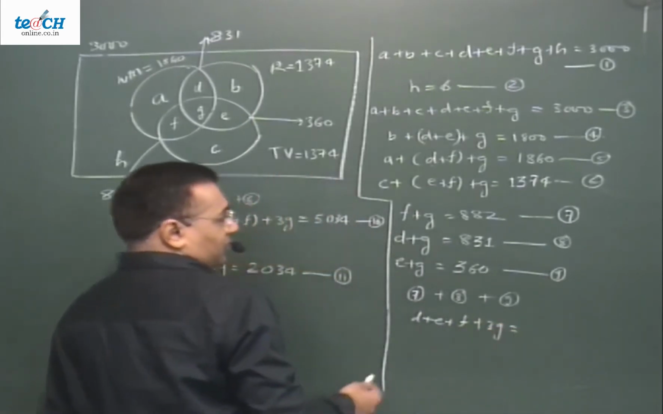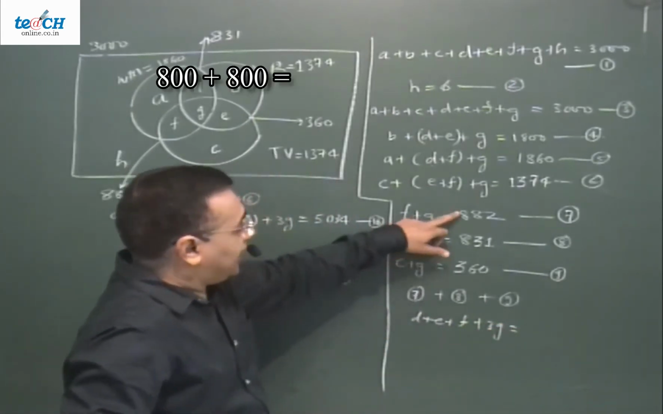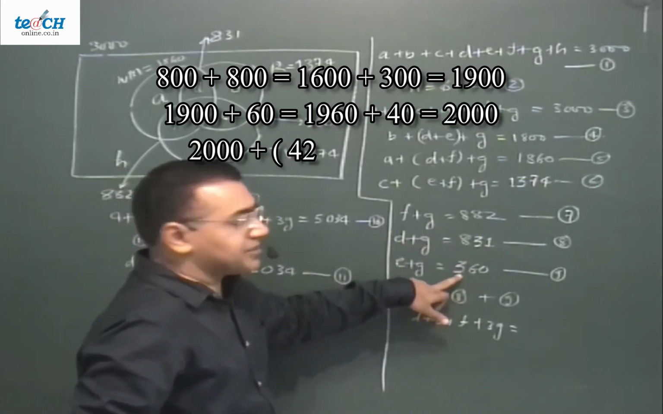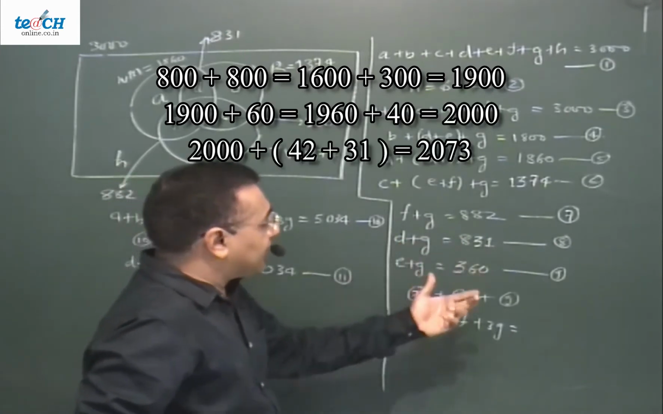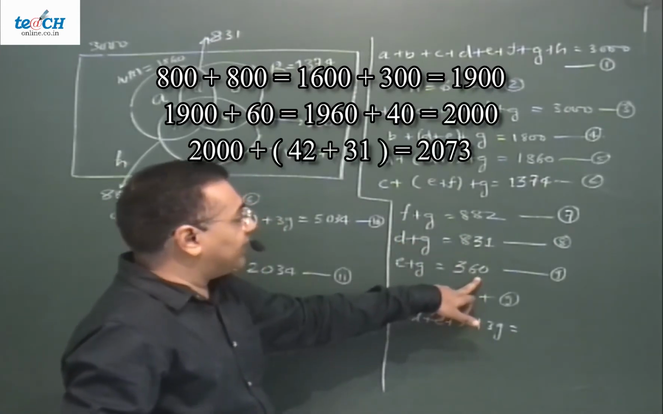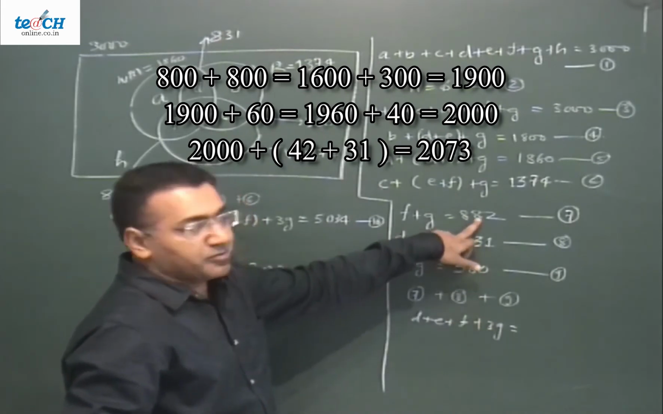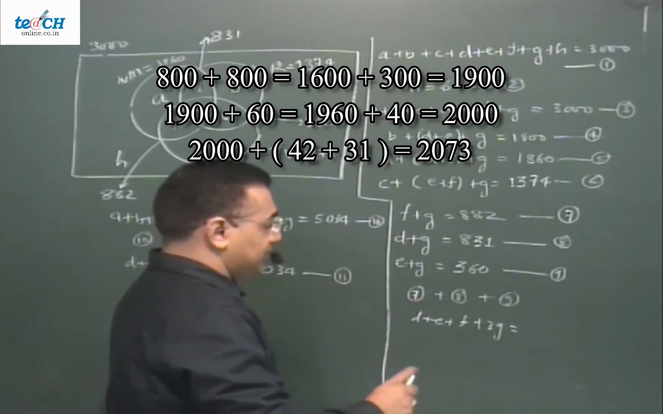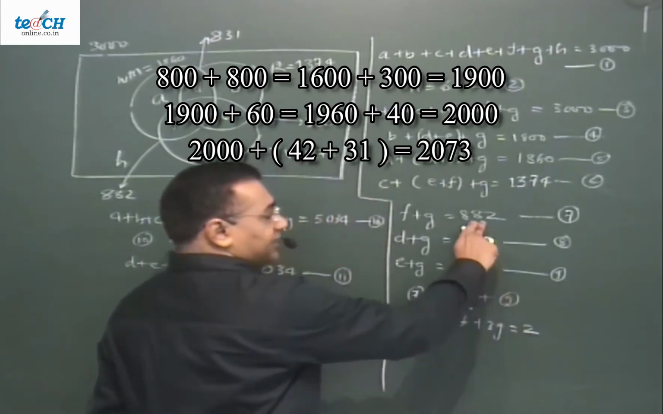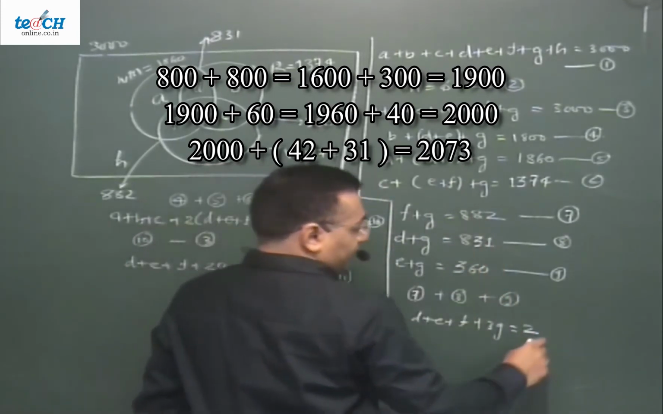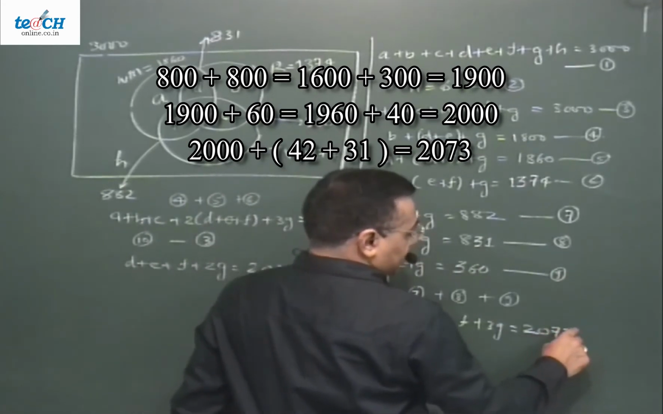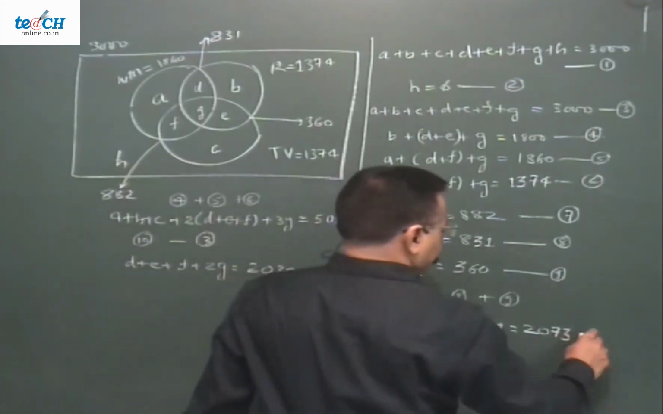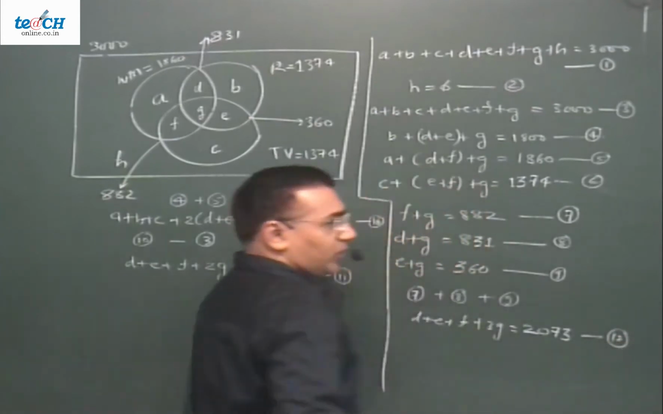This totals to how much? Let's add this. 800 plus 800, 1600. 1600 plus 300, 1900. 1900, and then I have a 60, 1960. I need 40 more. So let me take 40 from here. So what is left is 42 here. Remember that. So I have now 2000, and then what is left here is 42. 42 plus 31 will give you 73. So this sums up to 2073. This is equation number 12.